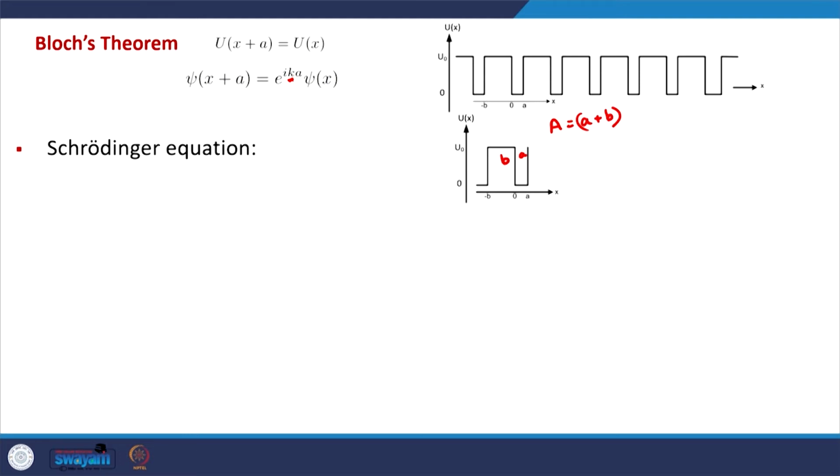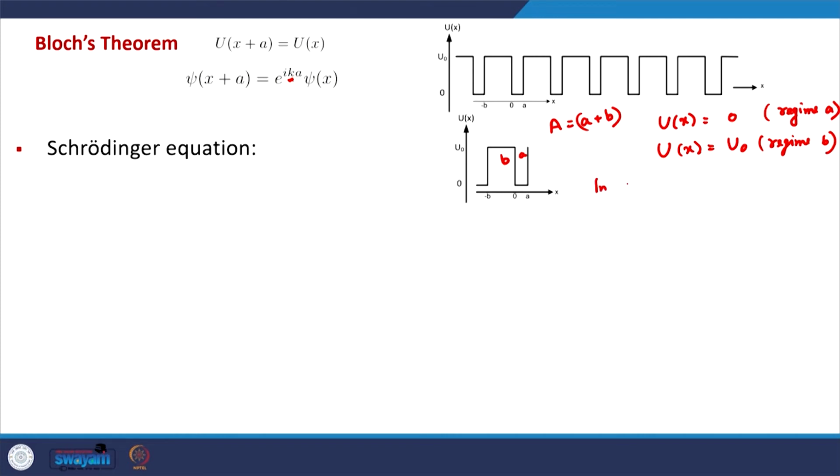So, first we will solve the Schrodinger equation, and in regime A the potential energy is 0, and in regime B the potential energy is U naught. Regime A and regime B. Okay.